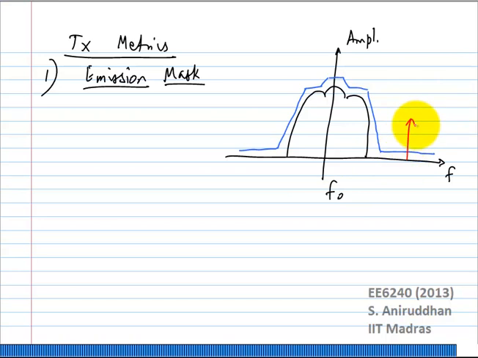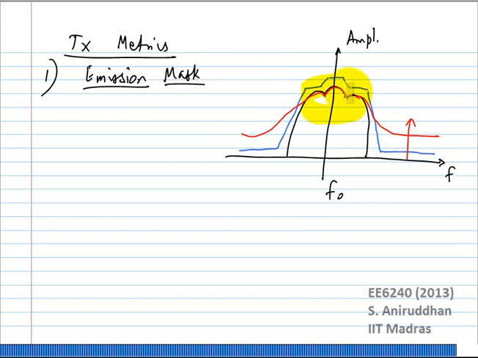Okay, you are not allowed to have your emission spectrum look like this. Why is that? The really useful portion of the signal may only be here. That looks identical for both. But in the second case, you are actually disturbing somebody else.